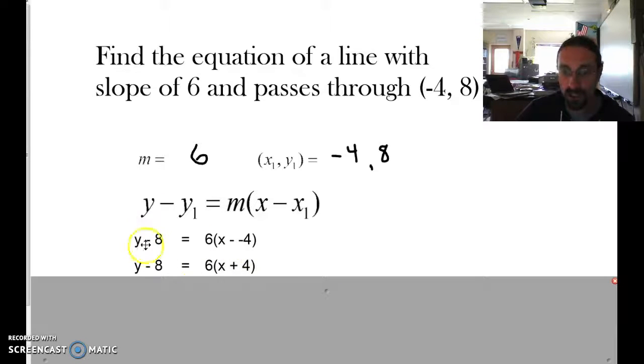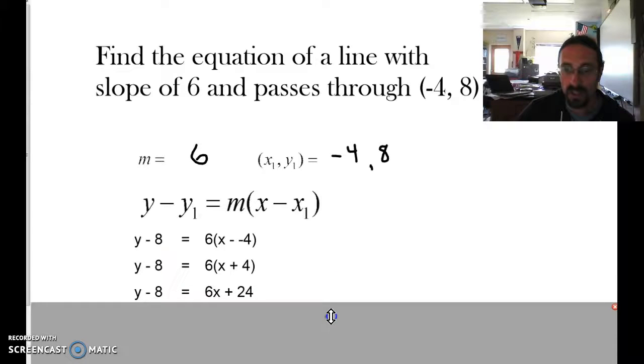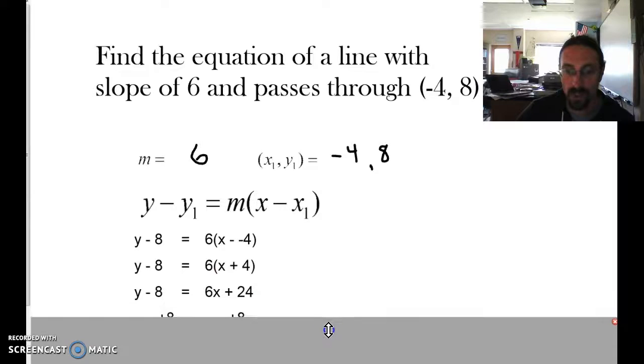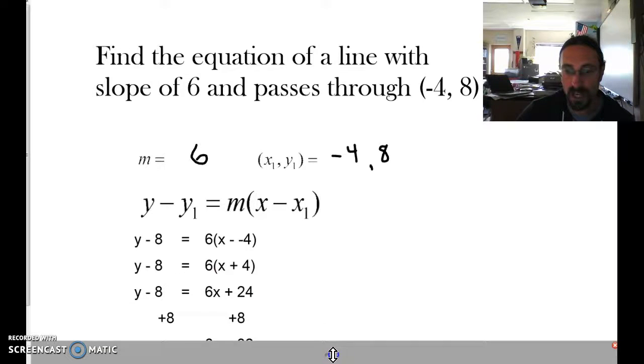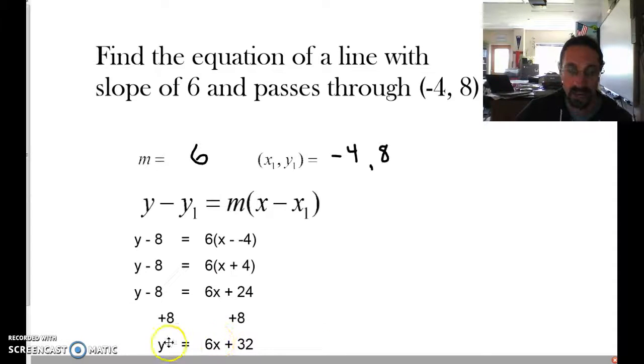And then to solve this, to find the equation, let's take it a step further. Let's distribute that 6 if we want. Add 8 to both sides. And now you're back in a standard function form where your output is here as y and your input is isolated over here as x. So y equals 6x plus 32.